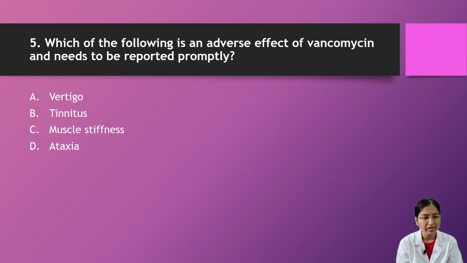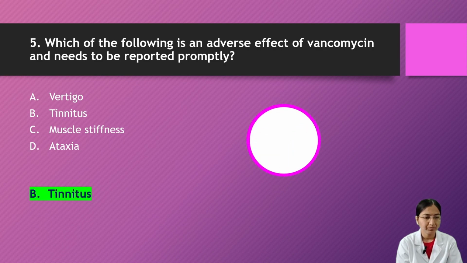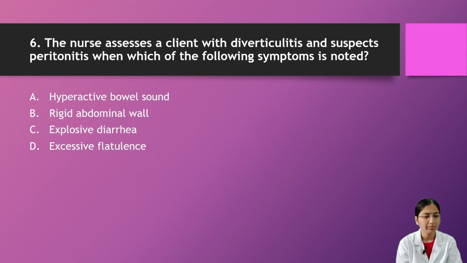Which of the following is an adverse effect of vancomycin and needs to be reported promptly? Options are here. Option is B. Tinnitus. We'll move to the next question.